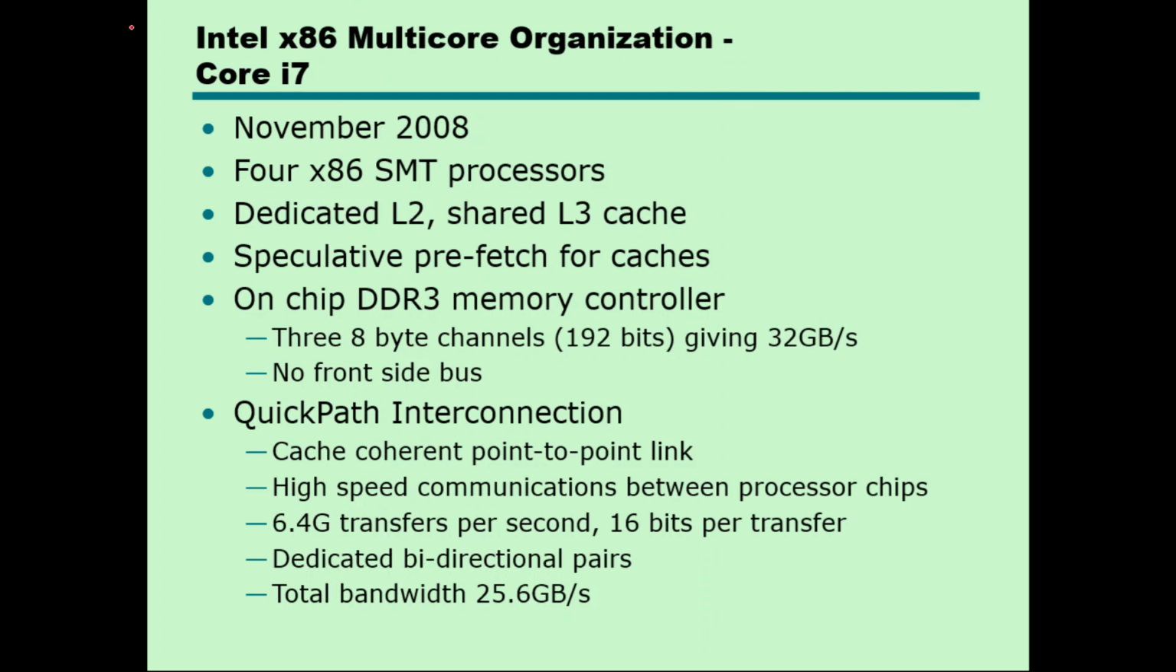Similarly, Core i7 was released in the year 2008. It has 4 SMT processors. It has dedicated L2 and shared L3 cache, which means it has dedicated L1 and L2 cache per core, and the L3 cache is shared. It performs prefetch for caches. It has an on-chip DDR3 memory controller, using 3 8-byte channels, and it does not use any front side bus.